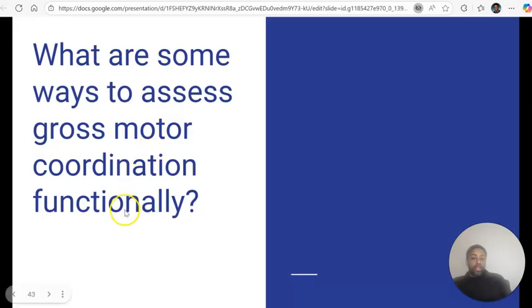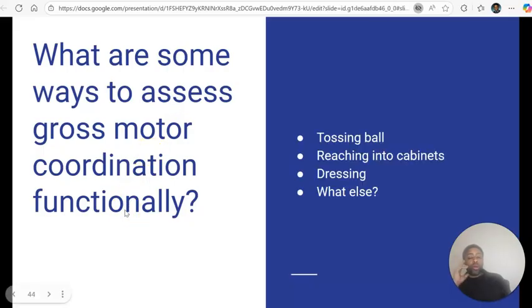All right, so some ways to assess gross motor coordination functionally. What we looked at earlier are more standardized outcome measures, more non-function based assessments. And then there are various ways in which we can assess gross motor coordination functionally, although we may not necessarily quantify it as we would with the standardized assessment, but it gives us a good clinical picture of in what ways these coordination deficits may impact a person functionally. Tossing a ball, reaching, dressing, folding your clothes, putting things away.